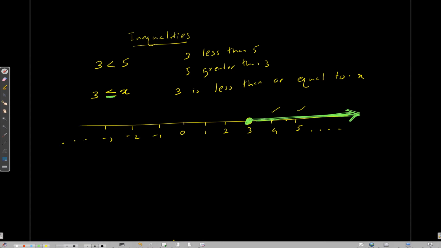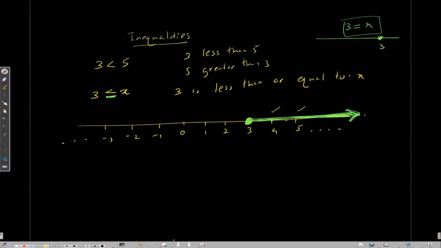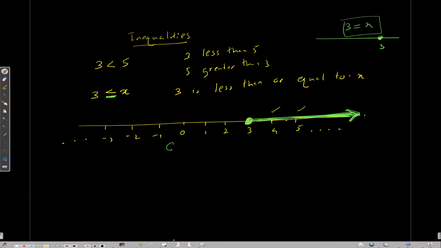And also, as you can see, unlike in an equation, for example, let's say 3 equals x, that means just 3. That's your solution, only one particular solution. Or in a quadratic equation, you may have 2 solutions, but in an inequality, you have infinitely many solutions. And using interval notation, so this is the graphical notation.